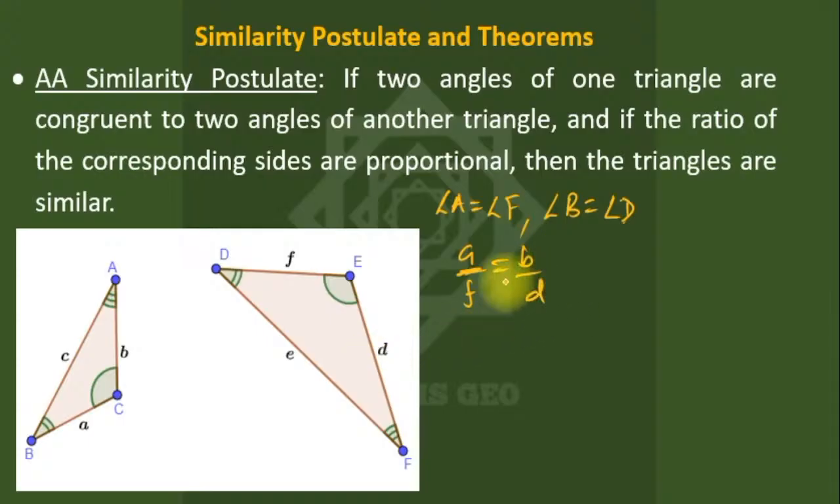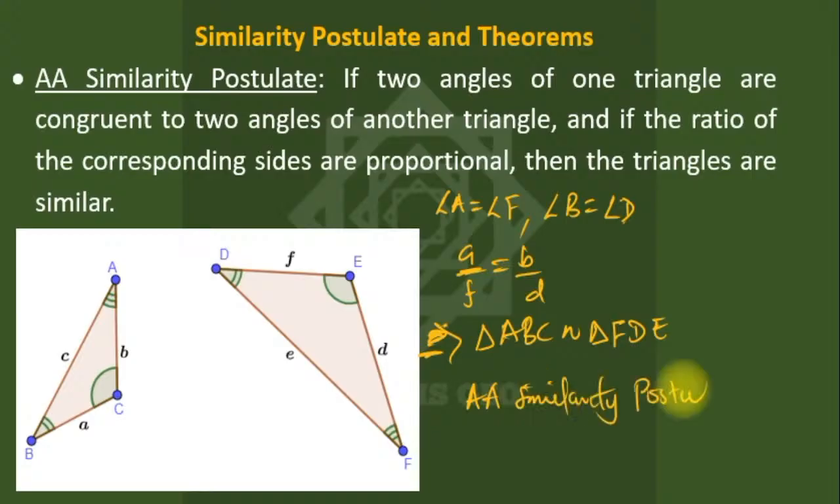Once these conditions are met, this implies that triangle ABC is similar to triangle FDE, by which postulate? By the AA similarity postulate. That's what the postulate is saying. Once it's a postulate, we don't have any proof for it. It's just common sense.